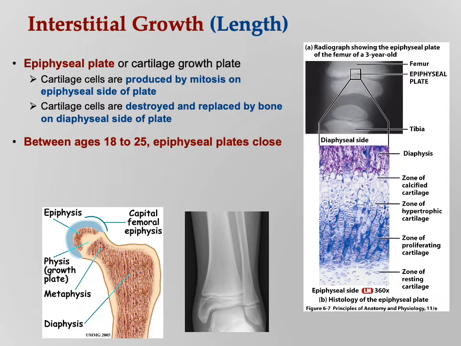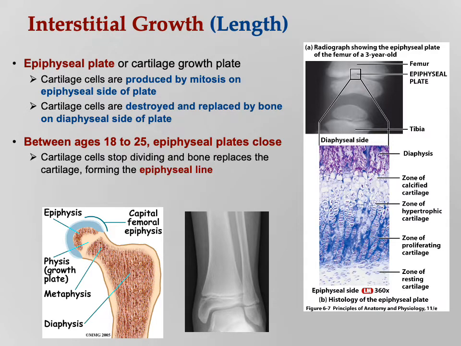So the epiphyseal plates close, and that's when growth in length of the bone stops, and that's when you no longer grow any taller. So cartilage cells stop dividing, and bone replaces the cartilage, forming the epiphyseal line. And I want you to know that difference. The epiphyseal plate means that there's still cartilage there and it's still growing. Epiphyseal line means that the cartilage is no longer there. It's now bone, and therefore you cannot grow any more in height.